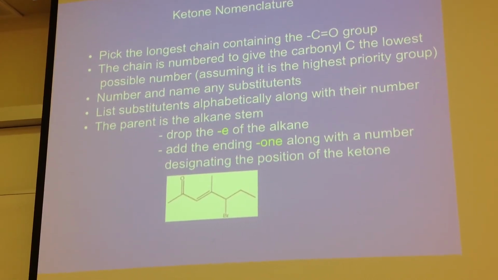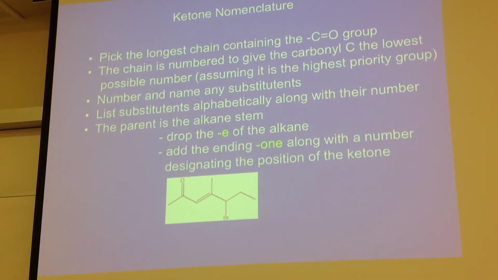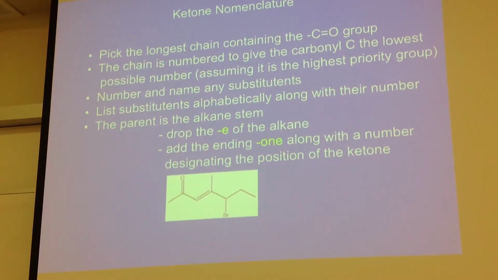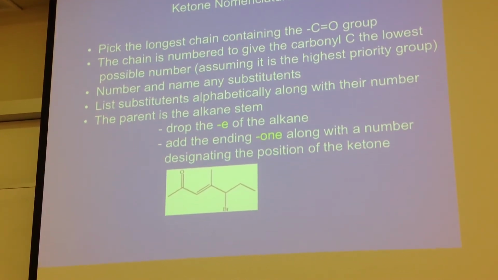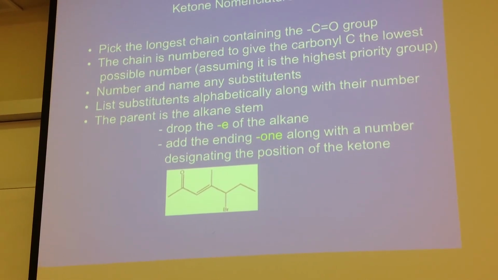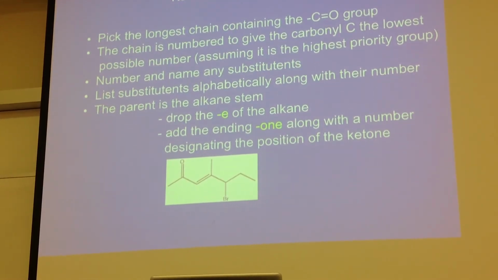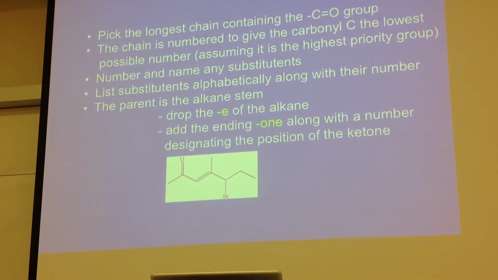And the usual thing, deal with substituents along with their numbers alphabetically. The parent ending, it's a ketone, so we're going to call it an alkanone. So if hexane is the parent, 6 carbons, hexanone. The only wrinkle is that I have to give a number to the one part. I have to tell you what carbon it's on.